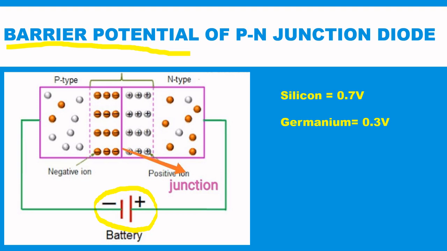Barrier potential of PN junction depends on the type of semiconductor material used. Amount of doping and temperature also affect barrier potential. The approximate value of barrier potential for silicon is 0.7 volt and for germanium it is 0.3 volt.